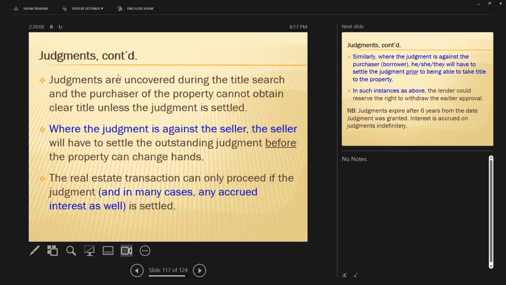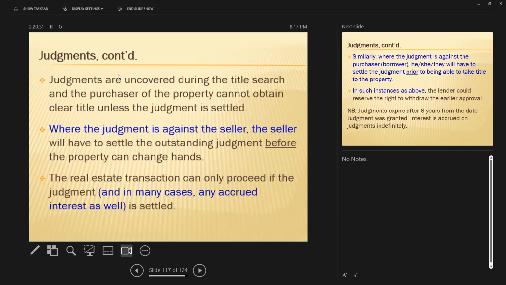Sometimes the judgment creditor, that is the person who is the beneficiary of the judgment, so that's a judgment creditor. The judgment debtor is a person against whom the judgment has been levied. So the judgment creditor may sometimes settle for an amount less, and it may not include any accrued interest if it's a loan.